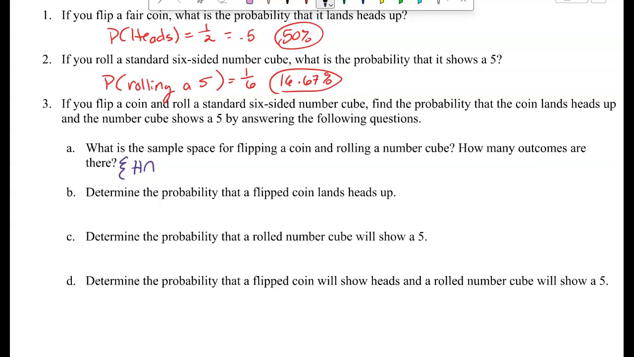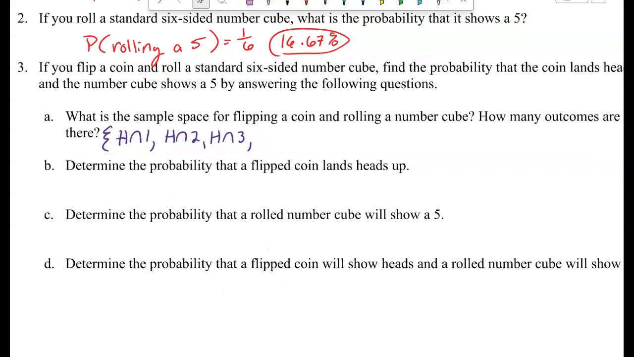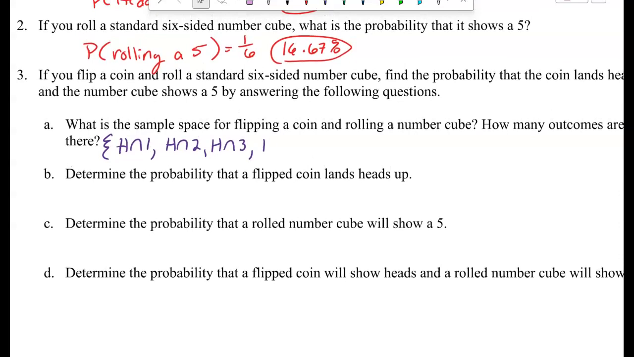Any of the numbers, right? So you agree with me, one time could be heads and 1. Then I could have heads and 2. Are you guys seeing where we're going with this? Heads and 3. Why is there an "and" again? Oh, okay, so that is going to be working with our intersection. So we have our heads and 4, heads and 5, heads and 6.